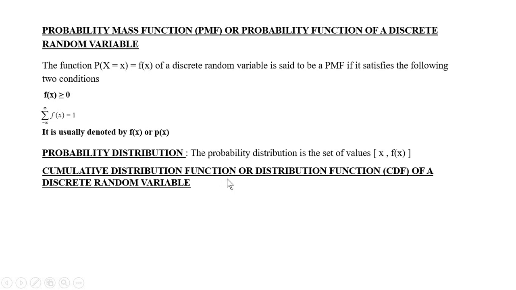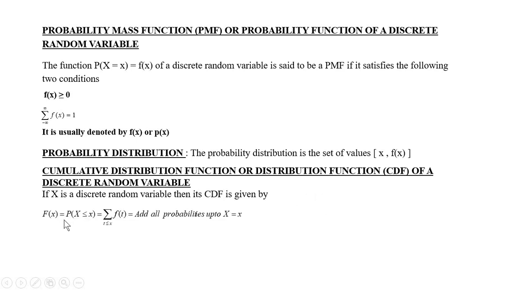Cumulative distribution function, or simply it is called the distribution function of a discrete random variable. Cumulative, the name itself suggests, that is accumulating, summing up. If X is a discrete random variable, then the CDF is given by capital F(x) equal to P(X ≤ x). That means adding all the probabilities till you reach capital X equal to small x. Adding all the probabilities up to small x will give you the cumulative distribution function capital F(x). This is usually denoted by capital F(x).